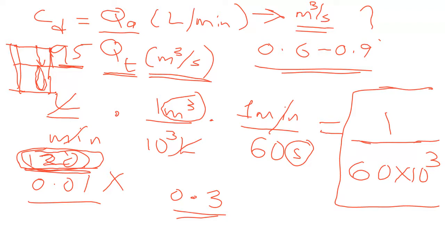So here, someone wrote 1000 times 60. No, it has to be 1 over 60 times 1000. You have to divide the actual flow rate by 60 over 1000 to convert it from liters per minute to meter cube per second. And this is very, very important, because that will determine whether the value of the coefficient of discharge is right or wrong, because all the subsequent discussion is based on the coefficient of discharge.